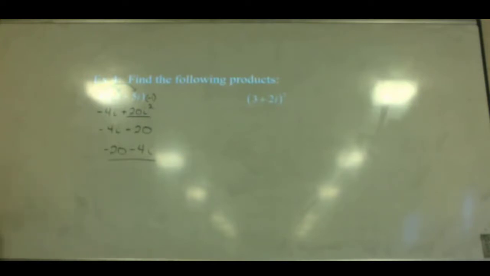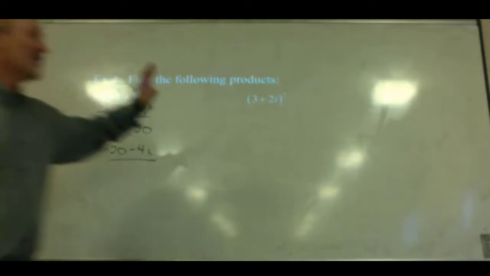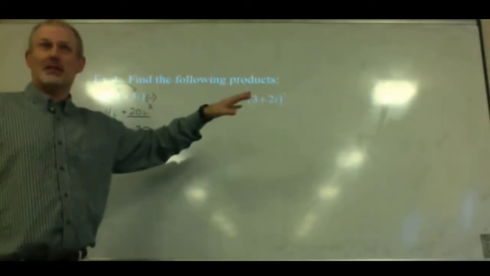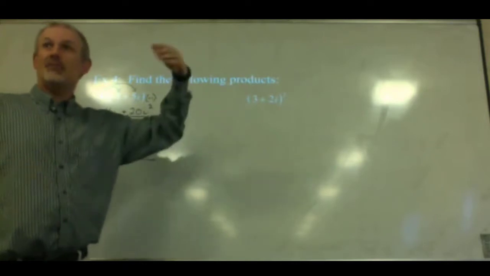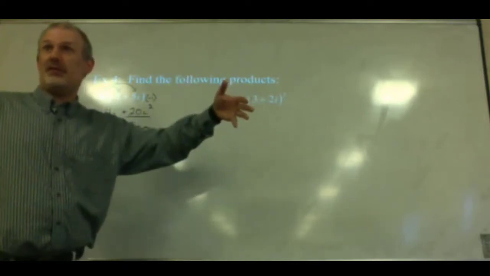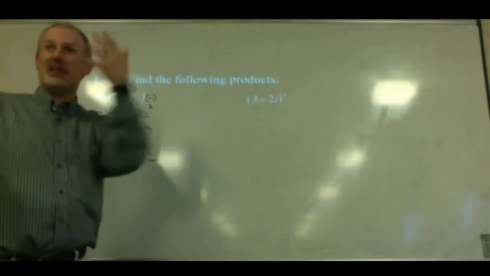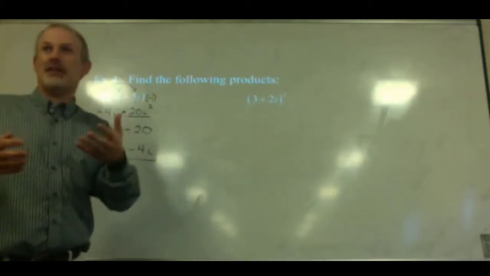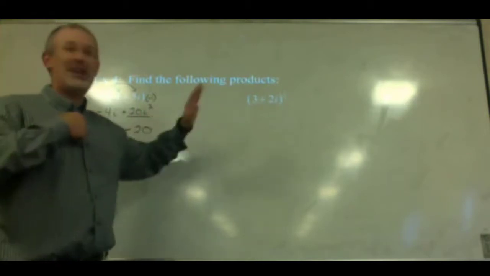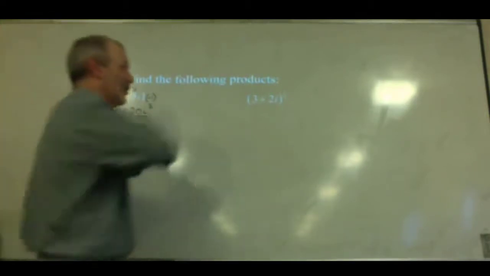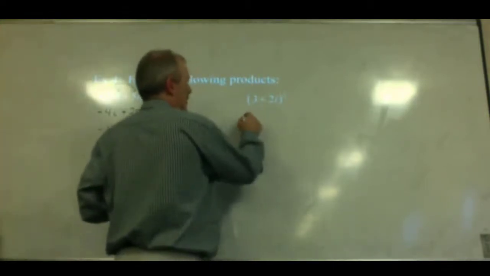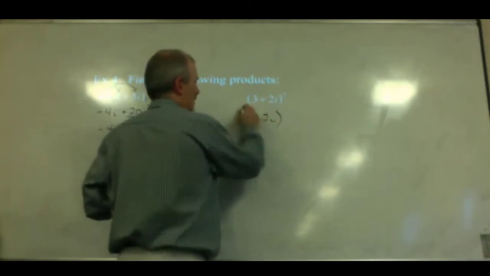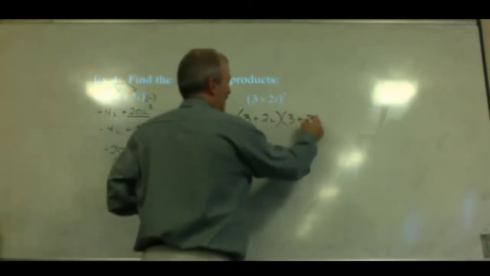Yeah. Okay. Now for the second one, we have to be careful, because what does it mean to square something? You multiply it by itself, right? If you have 7 squared, it means 7 times 7. If you have negative 8 squared, it means negative 8 times negative 8. So that's where we have to be careful here, because we can't take a shortcut. There's no shortcut here. We actually have to do 3 plus 2i times 3 plus 2i.